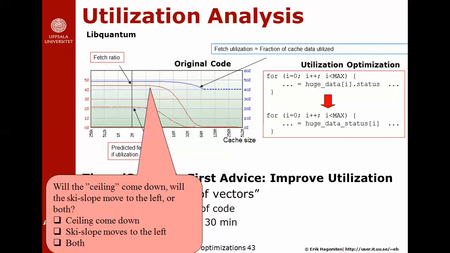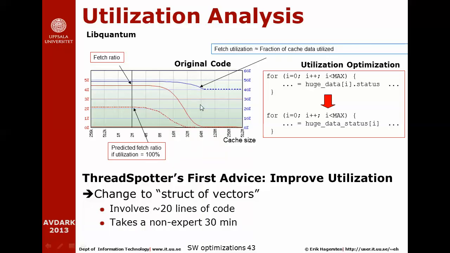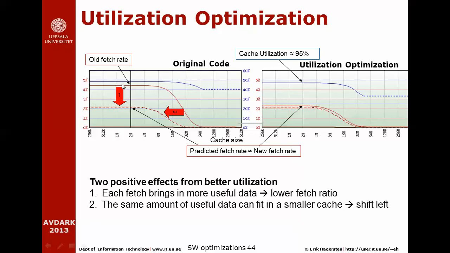If you make this change, my next question is, of course, what will happen to the nerd curve, to the fetch ratio? Will the ceiling come down, the ski slope move left, or both? Both the ceiling will come down and the ski slope will move left. So this is the original code, and this is the utilization optimization that we just performed.